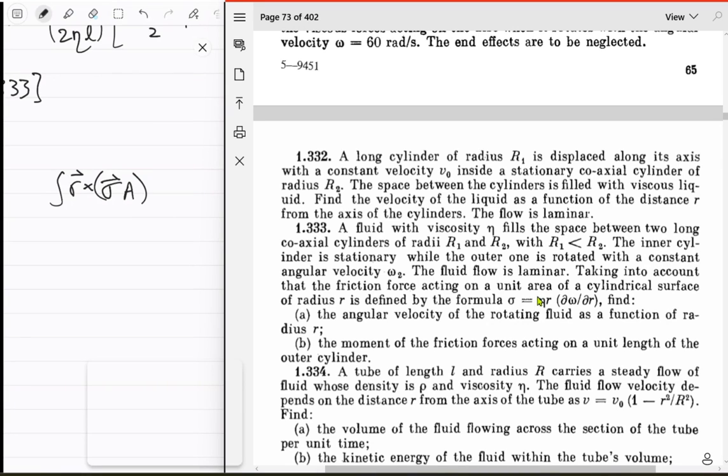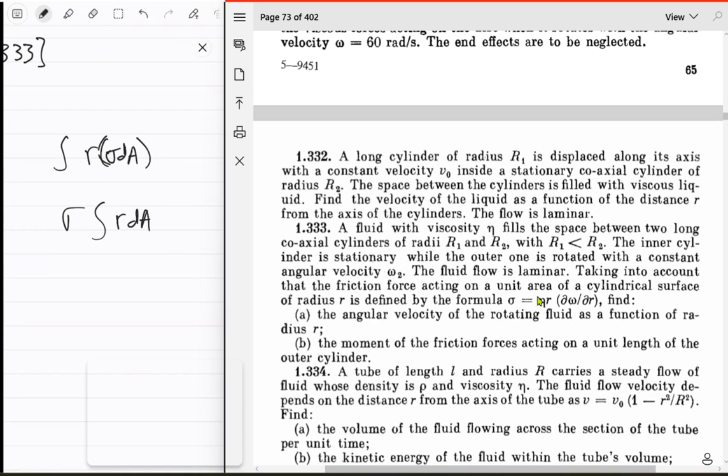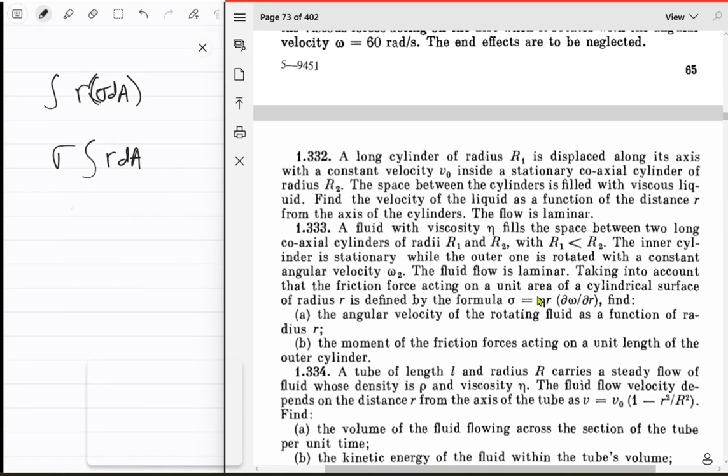In fact, sorry, why am I writing it sigma vector? It should be sigma times the area vector or something like that, or sigma A. That also works. And we don't need this cross really. It's just r sigma A, integration of this thing. So then sigma is a constant throughout the surface. So just sigma integration of R dA, right? Yeah, that will be a torque.